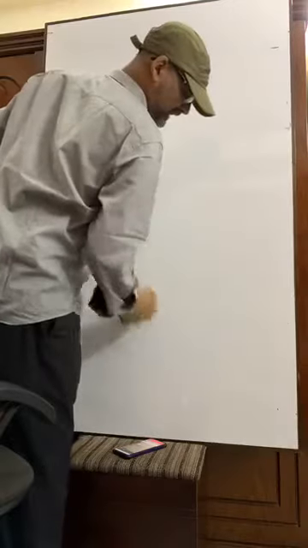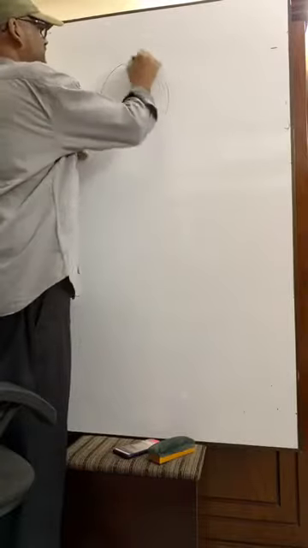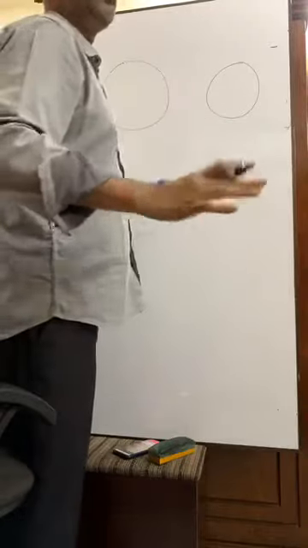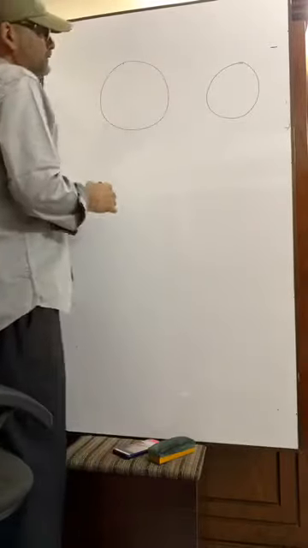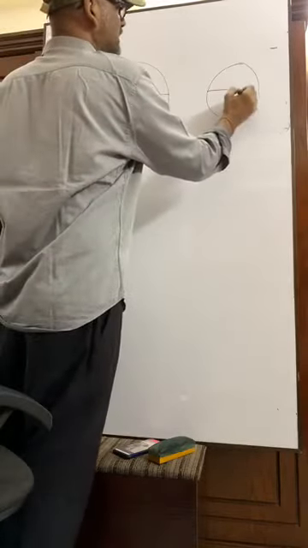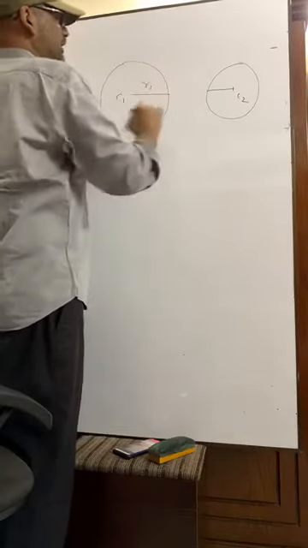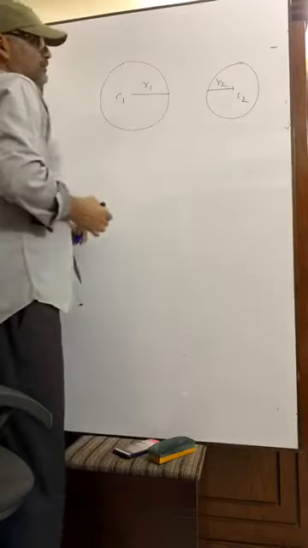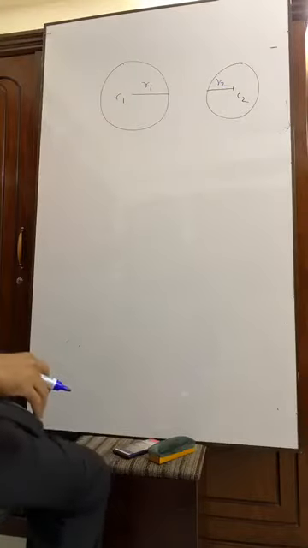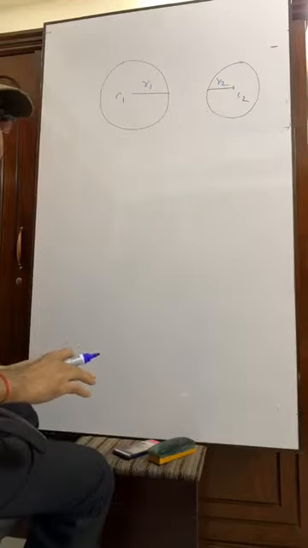But if two circles don't touch, what is the condition? This is a circle and this is another circle. What is the condition that they have not touched or intersected? Can you tell me? Suppose this is center C1 and this is center C2, and this is radius 1 and this is radius 2. Who can tell me? What is the condition that they don't touch externally or internally?